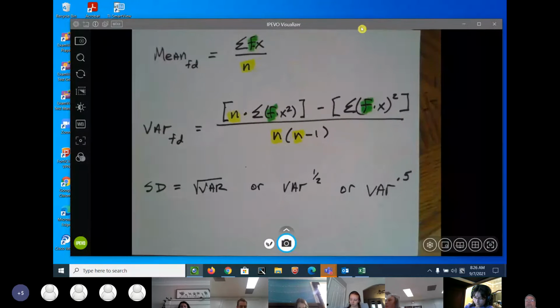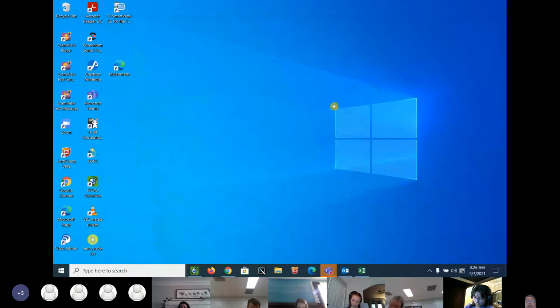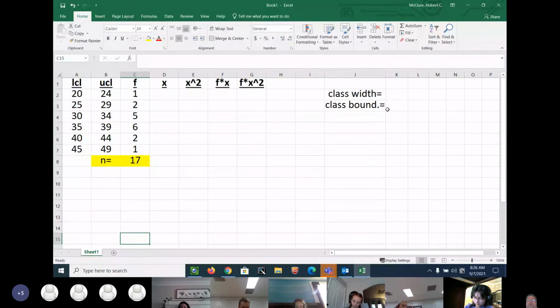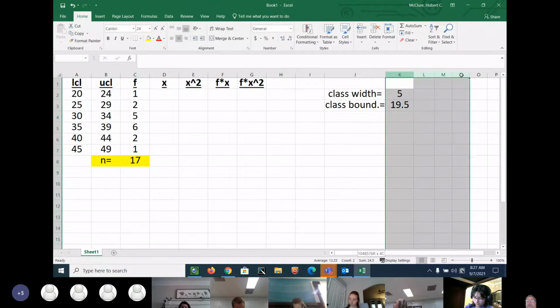So first I've got to get my X, which is my midpoints. So I've got to go and get my class boundary or class width. So let's go ahead and do that. Class width is 5. Class boundary, let's see, 19.5. And I'm going to add, no, I'm not. Why is it doing that? There. Let me highlight these right quick.